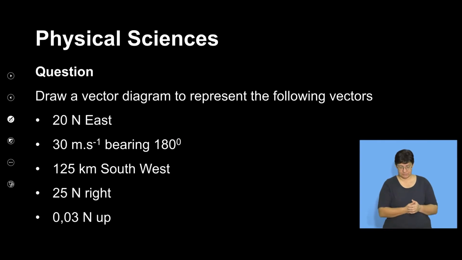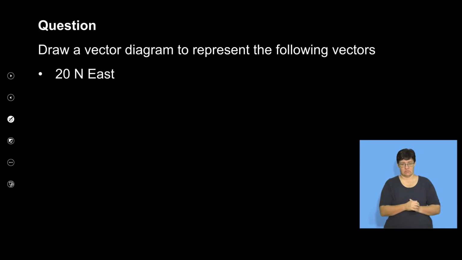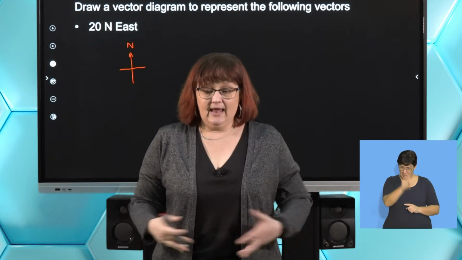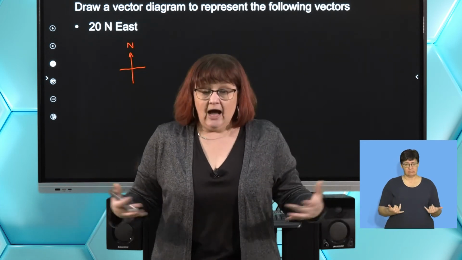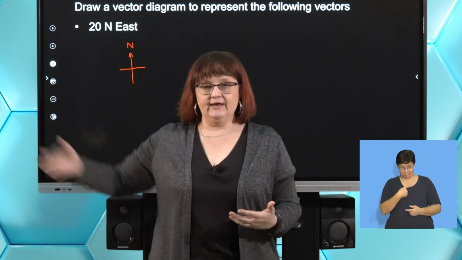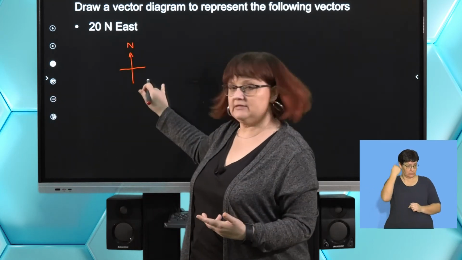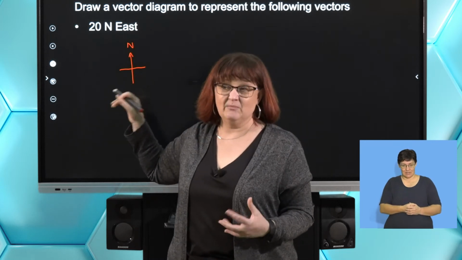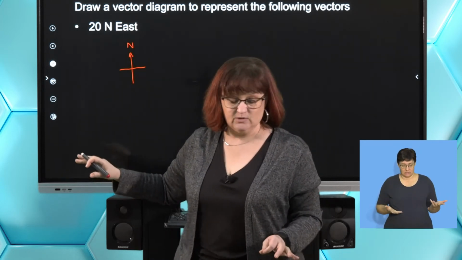So if we look at the first one, I want 20 newtons east. As a convention, we will do north going up. I need to know where north is on your page because we conventionally make it going up, but it doesn't have to be going up, okay? As I'm here in the studio, I actually don't know if I'm facing north. So I can't tell you that east is to my right, which is what this says, okay? Because I don't know where north is.